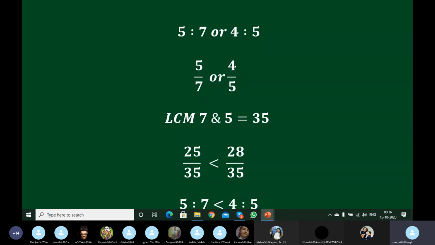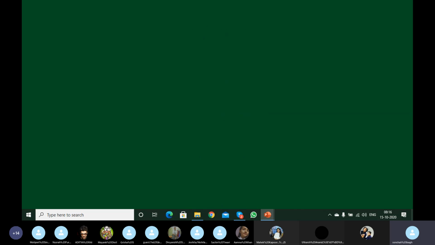Then, see the fourth question. Express the given ratio in the simplest form. But the numbers were not given in any one form, not normal numbers. Some were fractions, some were decimals, some were mixed. So what do we do first? Let's see. Let's take this one: 2 is to 2 by 3 ratio 4 by 7 by 5. What is the value of A? Can you tell me?